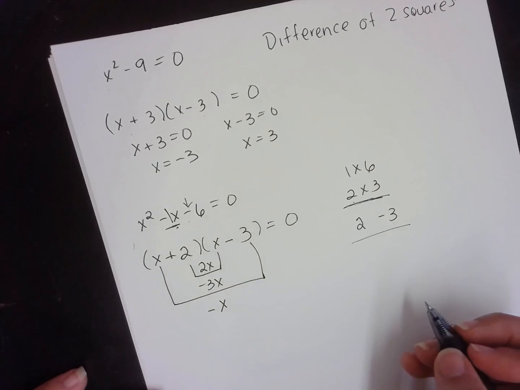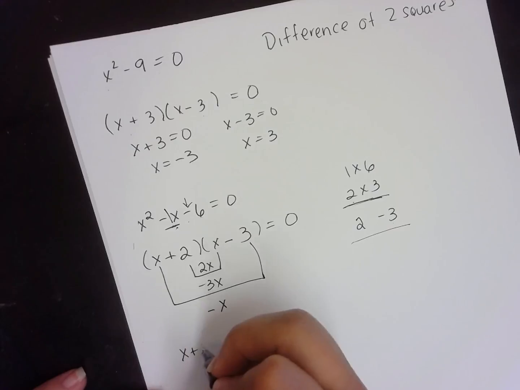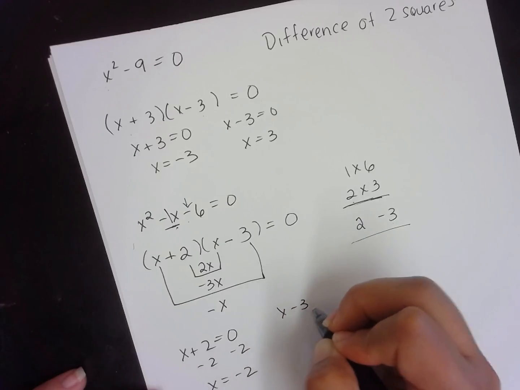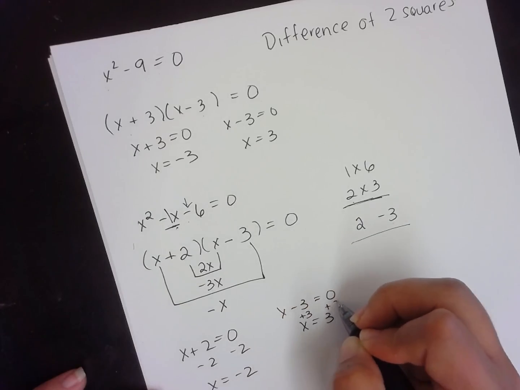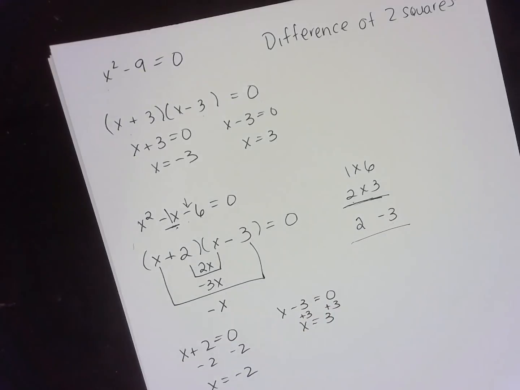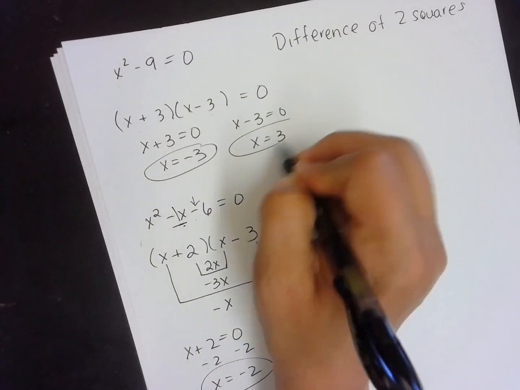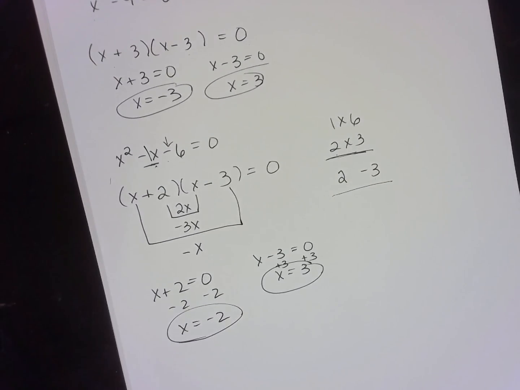So now I set each one of these equal to 0 separately, so this means it has two solutions. I get x plus 2 is equal to 0. Subtracting 2 from both sides, I get x equals negative 2. X minus 3 is equal to 0 gives me x equals positive 3. I'm adding 3 here, and I'm adding 3 here. Okay? So I get, again, two solutions. I got 2 up here as well. All right. So let's move on to something that's a little bit more challenging.